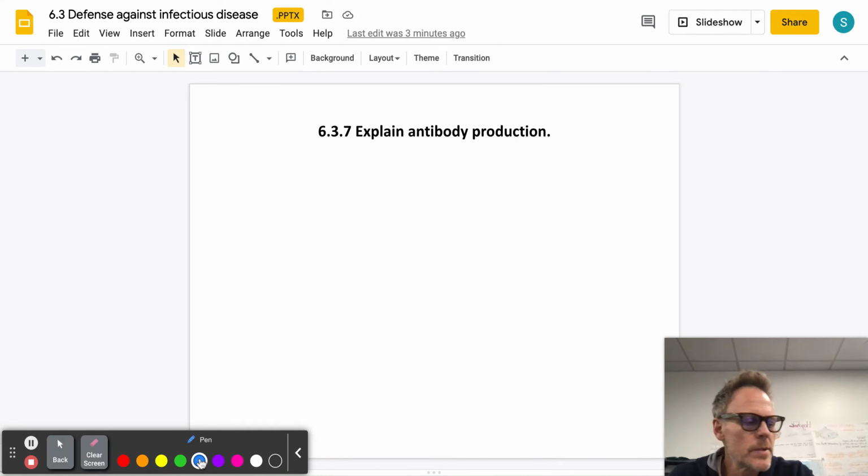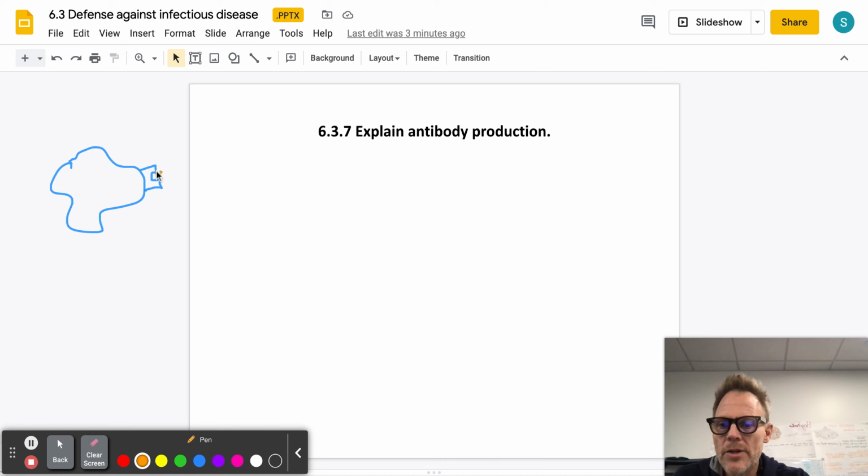Hey, everybody. So we're going to explain antibody production. So we already distinguished between antigens and antibodies. So we talked about how macrophages work, right? So here's a big white blood cell, and on the surface of the white blood cell is something called an MHC complex, and it will present the antigen that used to be on that bacterium.